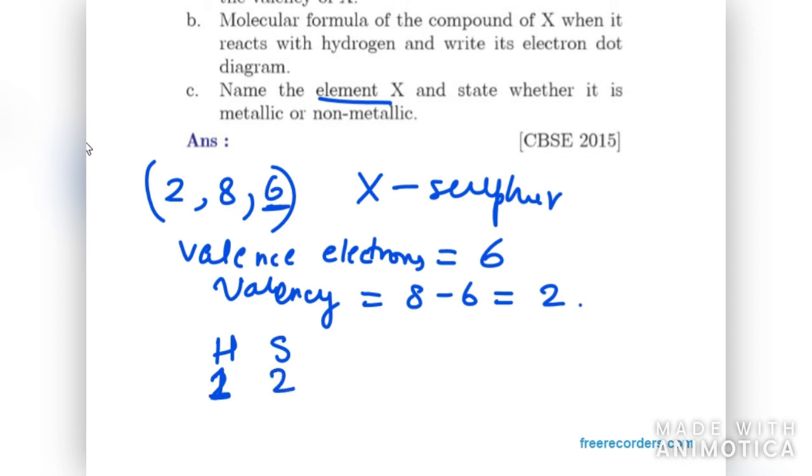Now we have to represent it with electron dot structure. So in between I will take S and in corner I will take 2 H. So S has 6 valence electrons, one less, and one from H, one from H. So this is the structure of H2S.